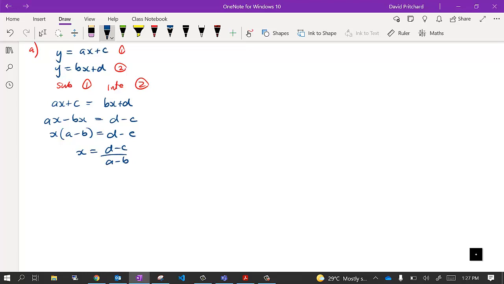Don't be worried about the fact that X is in terms of D, C, A, and B. That's fine. That's what we're looking for. We're looking for an isolation of X in terms of the parameters A, B, C, and D.